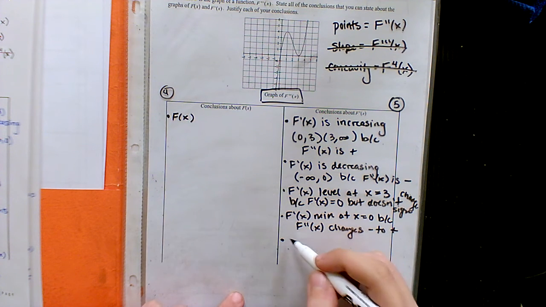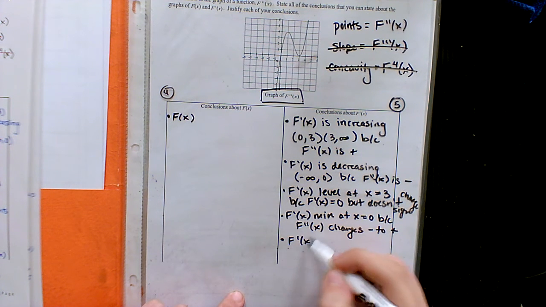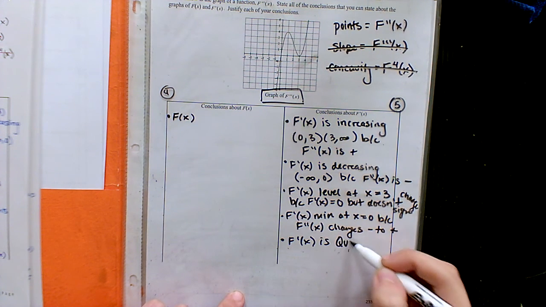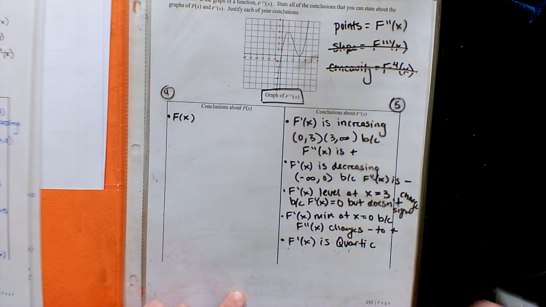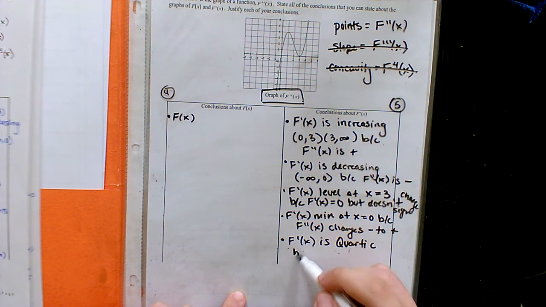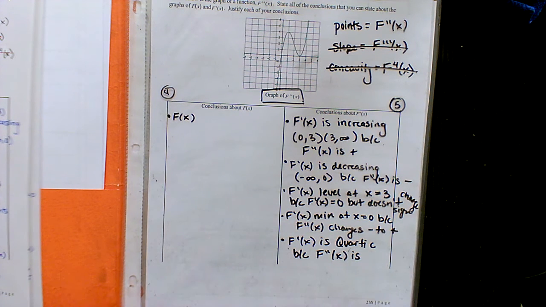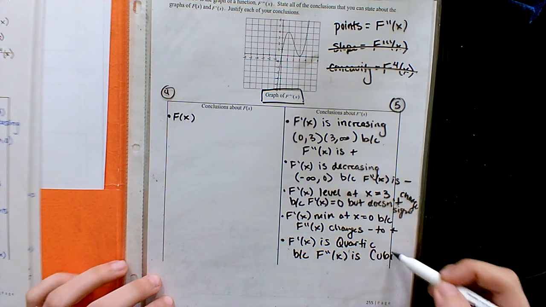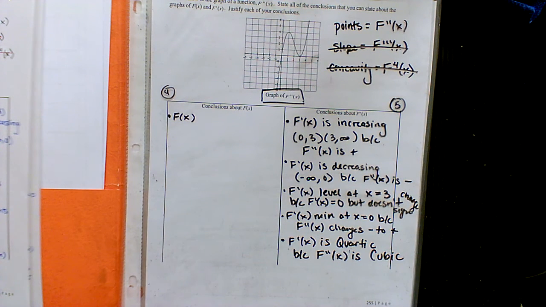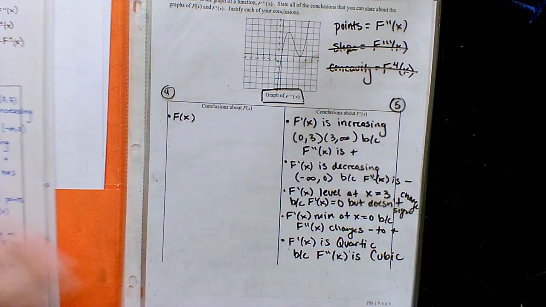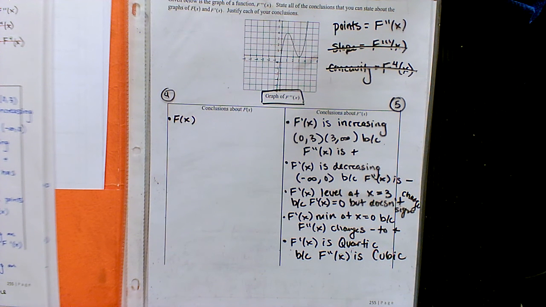Quartic. All right. F prime is quartic because F double prime is cubic. Good. All right, let's try F.